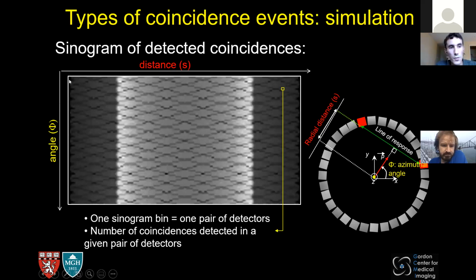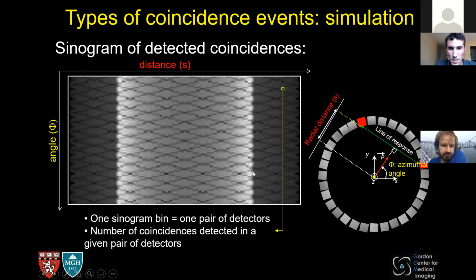So for instance, if you take a row of your sinogram right here, you change the distance, but you keep the angle. So it's going to index all those lines of response. This one, this one, this one, all the ones that have the same angle but a different distance. And that's how you move through your sinogram space, okay? So this is the sinogram of all the coincidences that have been detected, okay?